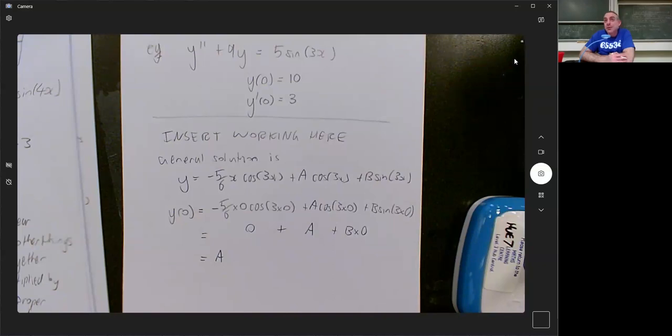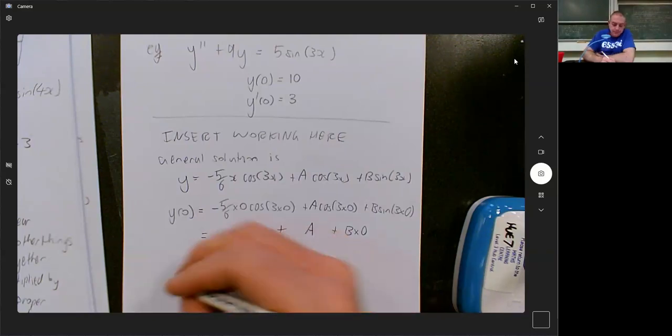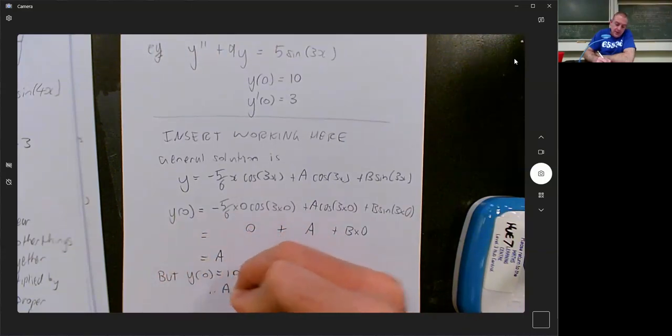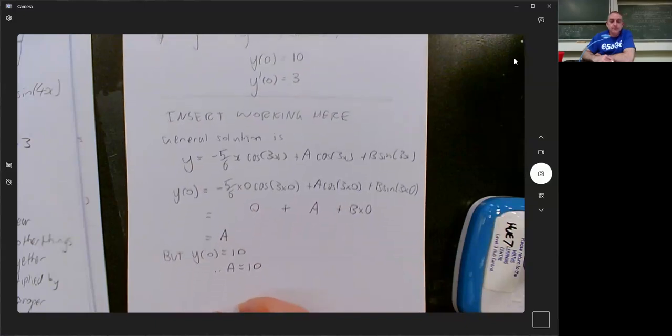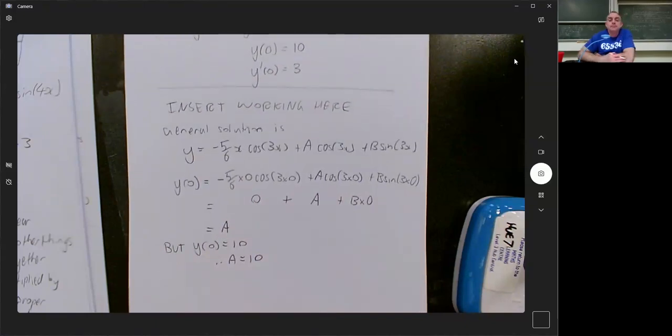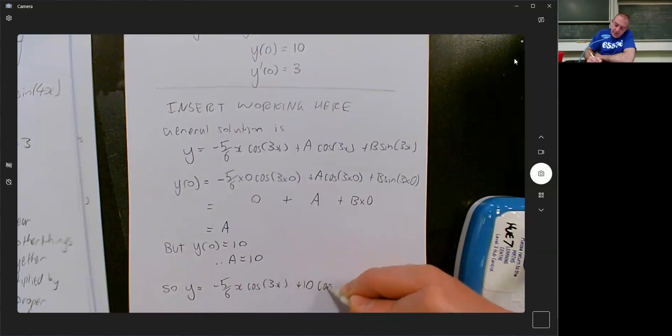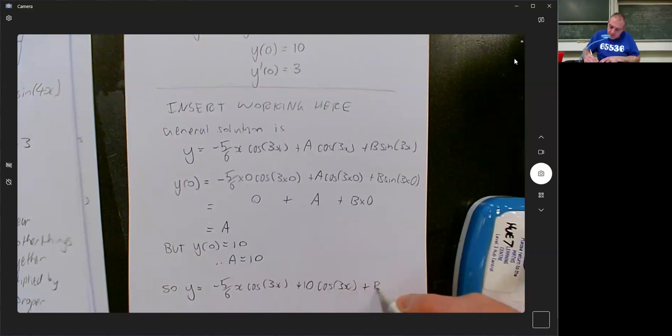And this is supposed to be 10. But y of 0 is 10, therefore a is 10. This we know to be true. And so the y is actually minus 5/6 of x cos of 3x plus 10 cos of 3x plus b times sine of 3x.